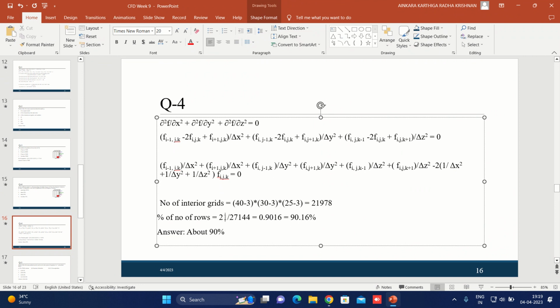So when we are dealing with this, it is 21,978 divided by the total number of rows, that is 27,144 equations we need to solve, right? So the answer is 21,978 divided by 27,144. Once again, just a small confusion.